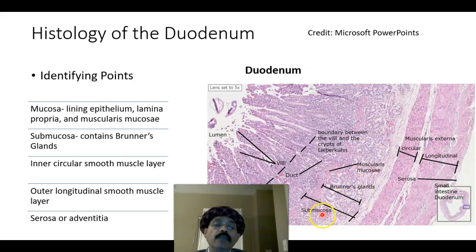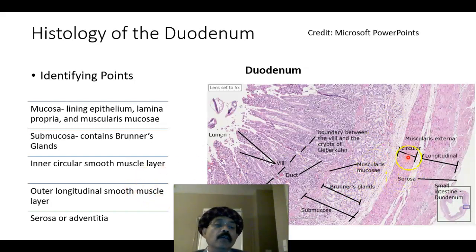The most important identifying point for the duodenum is the submucosal gland. These are tubuloalveolar glands. They are mucus secreting, alkaline secreting glands, and these are called Brunner's glands. These are the Brunner's glands. This is very characteristic for the duodenum. Other parts of the small intestine do not have the submucosal gland. This is only present in the duodenum.